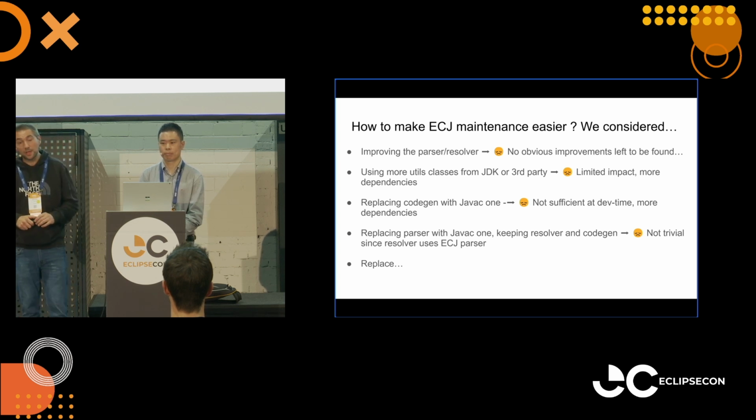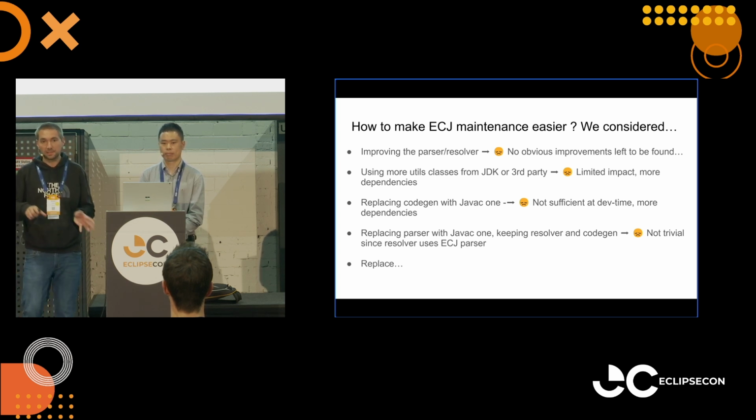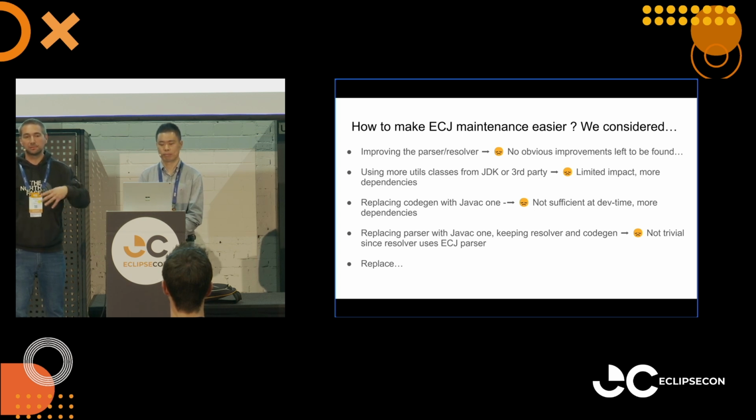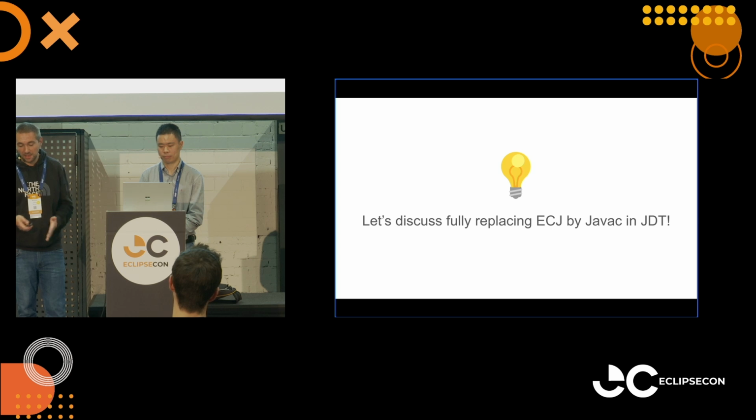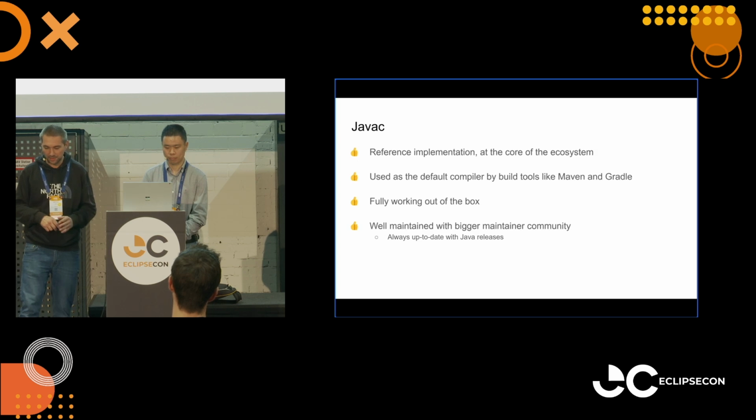So it was not so useful for an IDE story. And we also tried replacing the parser with Javac's and keeping everything else from JDT, but the coupling between the parser, the resolver and the builder was too strong to allow replacing one element. So after all those failed attempts, we considered just replacing ECJ fully by Javac in JDT. And let's discuss that proposal.